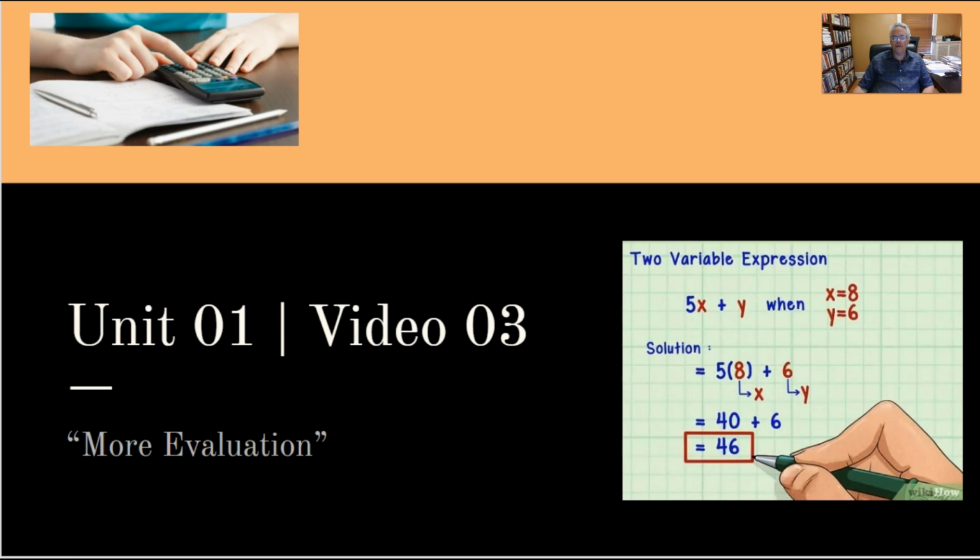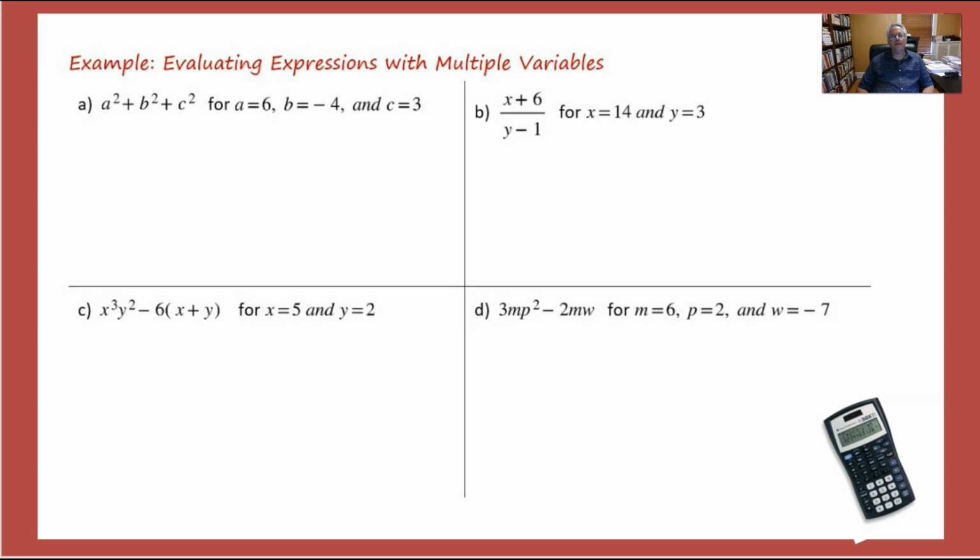Our first slide has 4 examples for us, and these examples have more than one variable. That's okay. Whatever the values the variables are given, we substitute in. So here, the first expression is a squared plus b squared plus c squared. We just have to put in the values for a, b, and c. So a is 6, so we could say 6 squared. B is -4, so I'm going to remember I have to use parentheses around it. Got to square that whole thing. And then plus c squared, plus 3 squared. You can put parentheses around the 3, it doesn't matter, but around the -4 you have to.